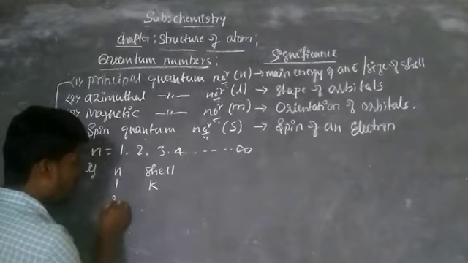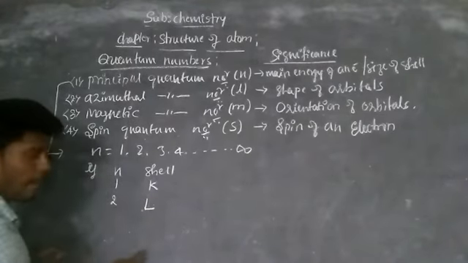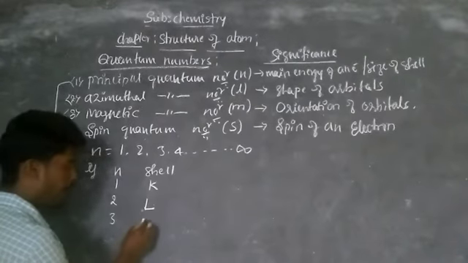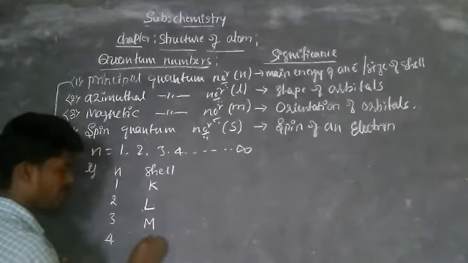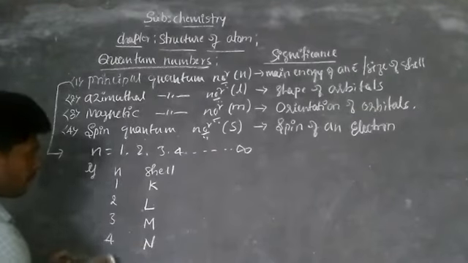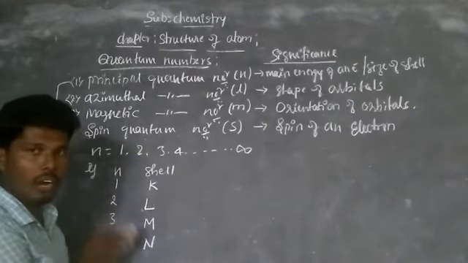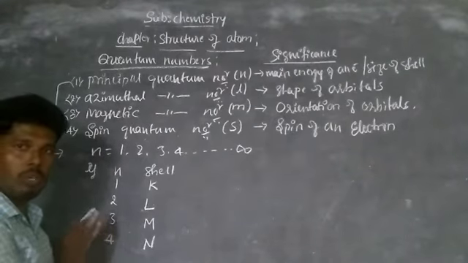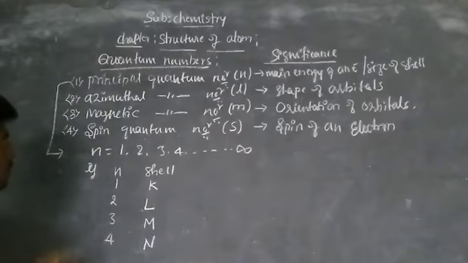If n is equal to 2, the shell is called L shell. That is written in capital letters. If n is equal to 3, then the shell is M. Then 4, and so on. These numbers are enough to write the electronic configuration of all elements present in the periodic table, that is a total of 116 elements. Okay, that is the principal quantum number.